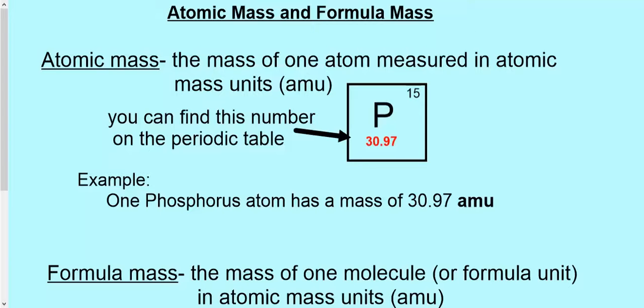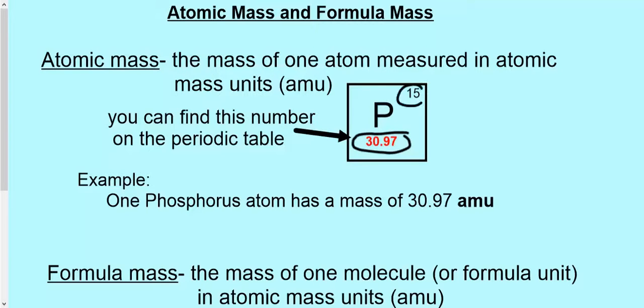Atomic mass is the mass of one atom measured in atomic mass units. You can find the atomic mass, and we often call this the weighted atomic mass. It is the decimal number on the periodic table. Sometimes it's at the top, sometimes it's in the corner, sometimes it's at the bottom.